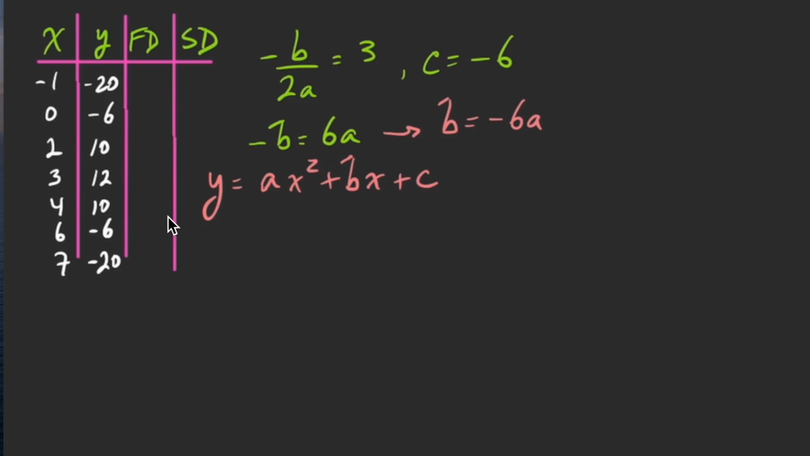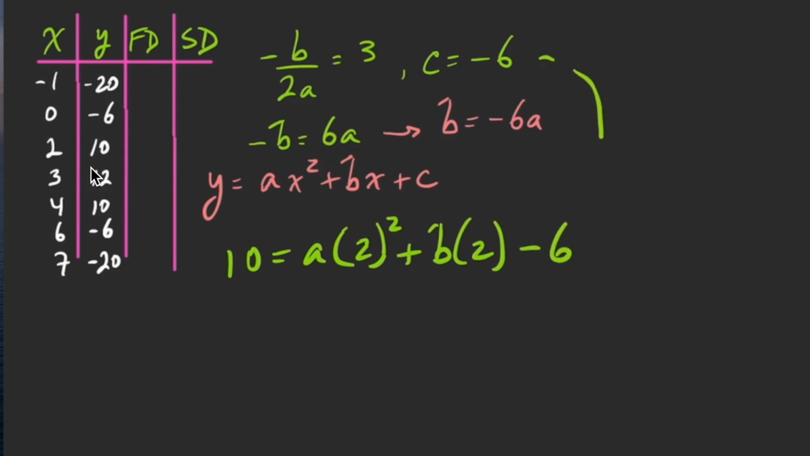We already have our constant. So let's pick an easy number. Let's choose x equals 2, y equals 10. So we're going to say 10 equals a times 2 squared. We don't know a as of yet. Plus b times 2 minus 6. Okay, we have our c value. That goes here. And the other thing we have is our b value. So we're going to plug in 6a for b. Now we're going to have one equation and one unknown.